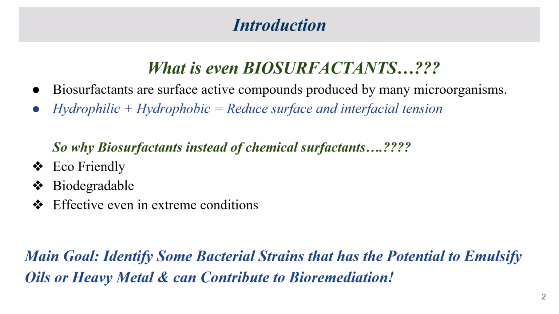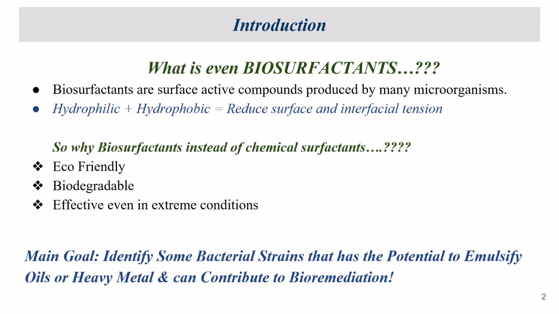what is even a biosurfactant? These are surface active compounds produced by many microorganisms such as bacteria or fungi. These substances contain both hydrophilic and hydrophobic parts that help them to reduce surface and interfacial tension. Compared to chemical surfactants, they are much more eco-friendly, biodegradable, and effective even in extreme conditions.